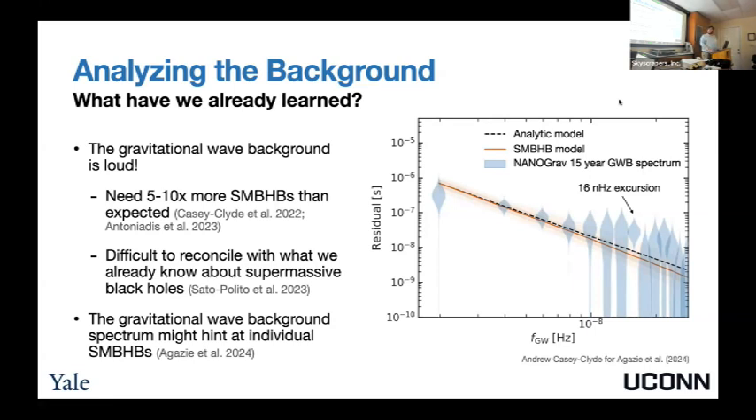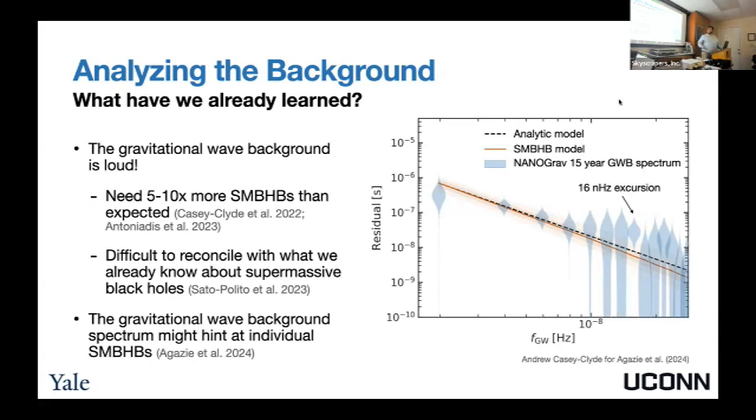And this is all basically cutting edge research right now. We don't have an answer for why our background is so loud compared to our supermassive black hole population. And this is something that we are, I think, going to have to take a few years to really struggle with, to really wrap our heads around and understand. But it's really fascinating. Clearly, we don't understand everything about our universe. And this screaming loud gravitational wave background is telling us that.